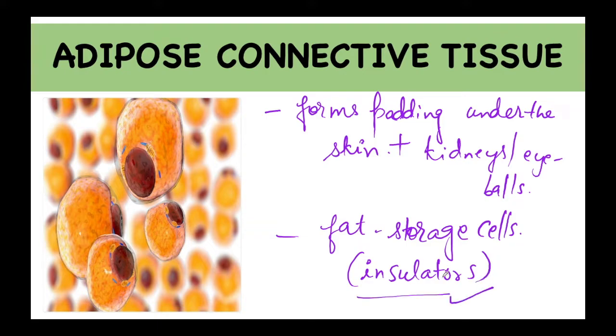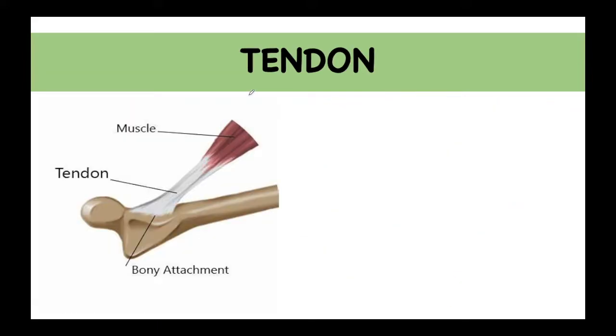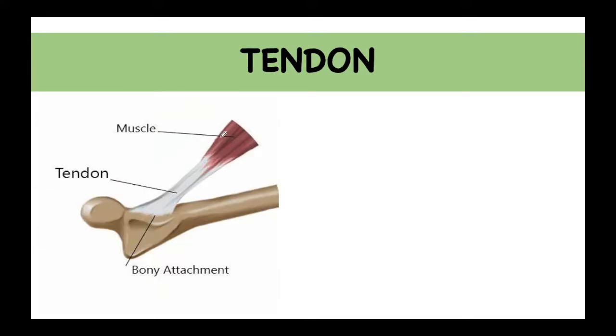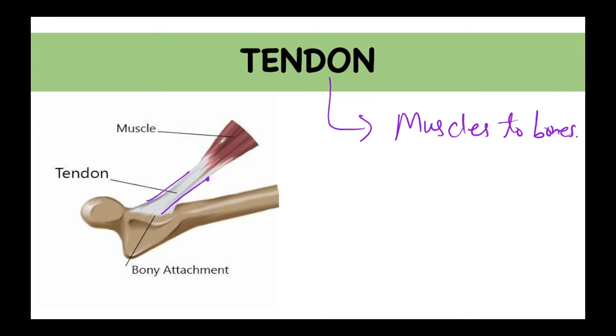Now moving on to the types of dense connective tissues. Number 1, tendon, and number 2, ligament. So tendon is a type of tissue which connects muscles to bones. So whenever you jump or move, they protect you from getting injured, right? So this is the tendon part, and this connects this muscle part to the bony attachment.